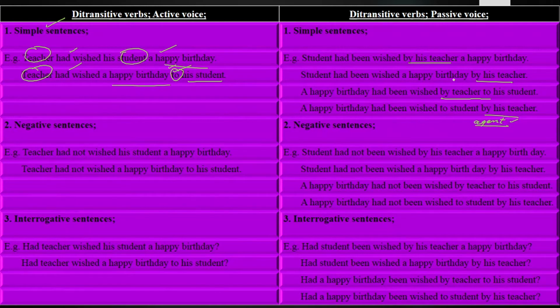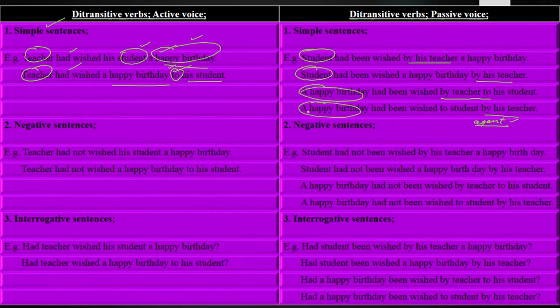Most students write object in the formula when the subject takes the place of the object. But keep in mind, it isn't an object. Why? Because when you shuffle the places of subject and object, the subject brought into the place of the object will be called an agent, not an object. And when you bring your indirect object or direct object into the place of the subject, like student, you have brought here in the place of the subject, and here a happy birthday, the direct object.